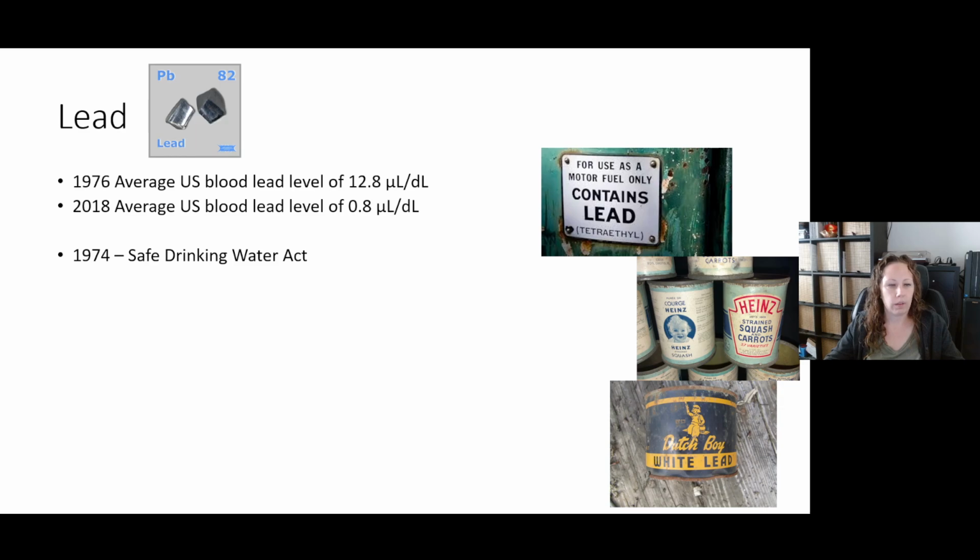In 1974, there was a Safe Drinking Water Act, which was one of the first times that lead level in drinking water started to be regulated. One of the biggest things was in 1975, unleaded gasoline was introduced. So leaded gasoline was the original form of gasoline. And what would happen is it would release lead in the exhaust, which could then settle on crops and in the water supply. And so that is how lead was getting into the water supply.